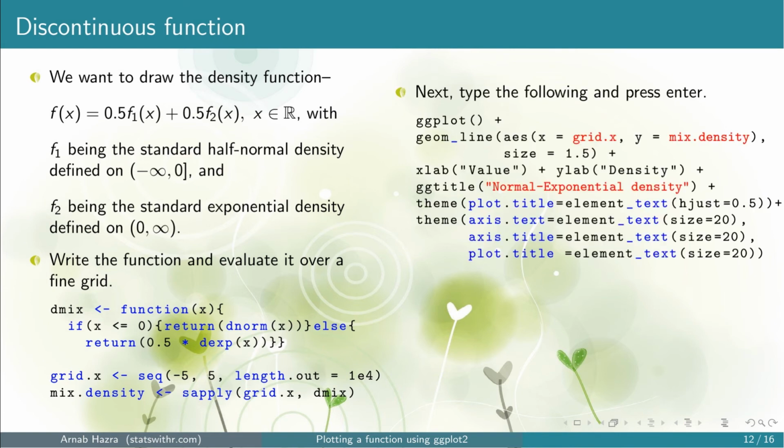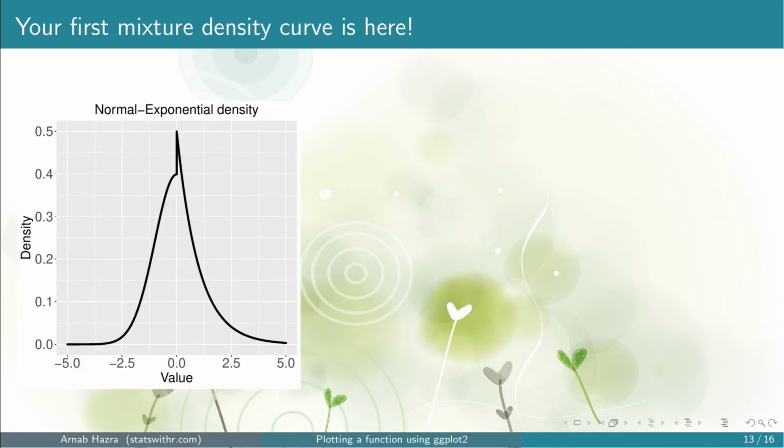First, we just run the same code for the continuous case with some little changes. The inputs within aesthetics of the geom_line are replaced by the two new vectors, and further we change the plot title from normal density to normal exponential density. Now press enter. Okay, you get your first mixture density curve.